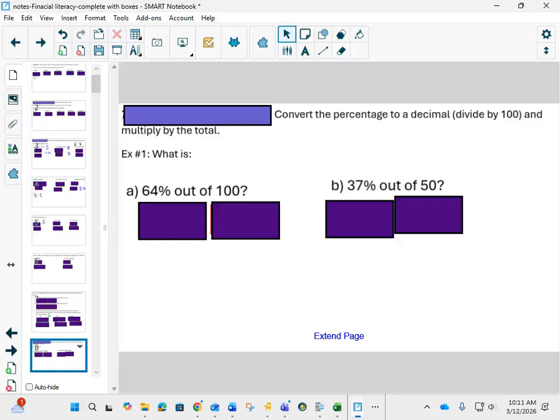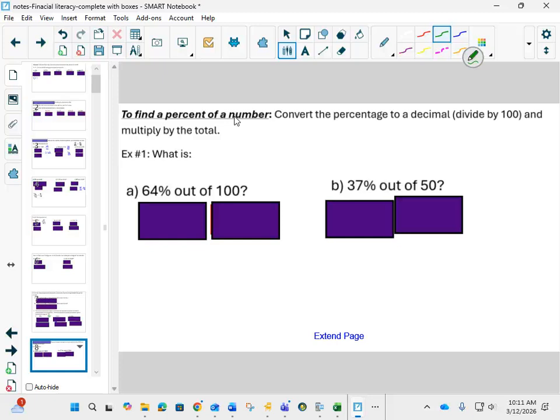Alright, here's our next box. To find a percent of a number, what is 64% out of 100? And sometimes you will not have the word out, so I'll put this in brackets, because sometimes people will just say 64% of 100. So the word out doesn't have to be there.